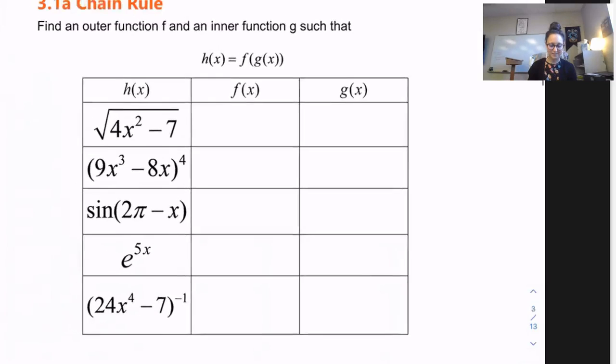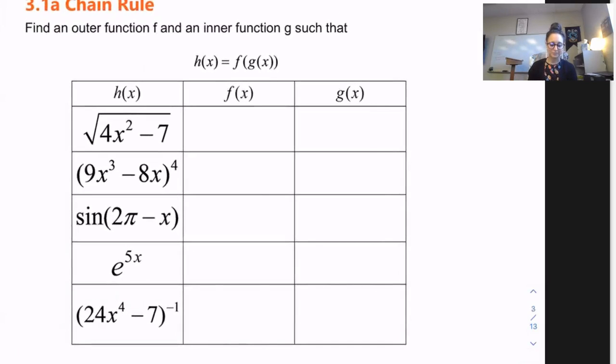Okay, we are back. So we want to find an outer function f and an inner function g of x where the composition, which remember is one function inside another function, it's not a function times another, would get me back to h of x here. So for example, my outer function could be square root of x, and my inner could be 4x squared minus 7, because when I put g of x in place of x there, I would get back to h of x, what I have in the first column, okay?